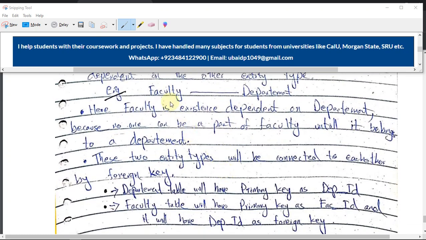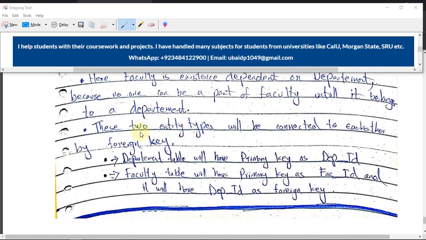It's not like you are a member of faculty but you are not belonging to any department. So it will never be the case, at least in our scenario, right? So these two entity types will be connected to each other by the foreign key. We have talked about this in detail in lecture number 9.